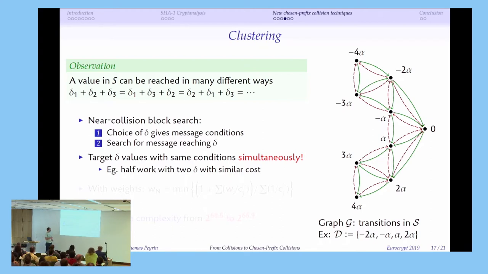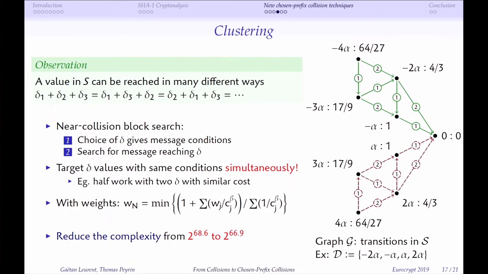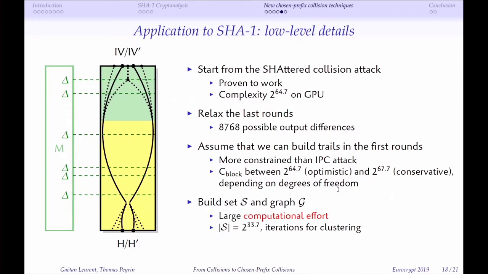So if you want to really do it properly, it's a little bit tricky because you have to look at, well, all the blocks don't have the same cost. And some of them are farther from collision than others, so you have to be a little bit careful. But in the end, you can actually compute the complexity of each target difference, and you can decide what message condition you should use at each step and how to move around in this graph. And in the end, the complexity is reduced to roughly 2 to the 67. So those are all the tricks we use at a high level.